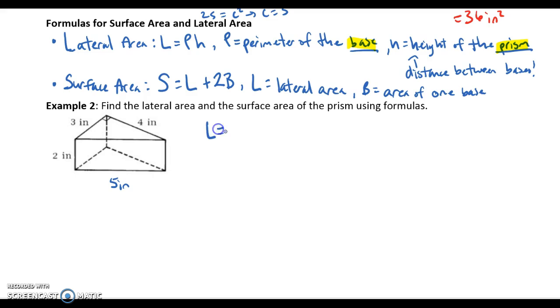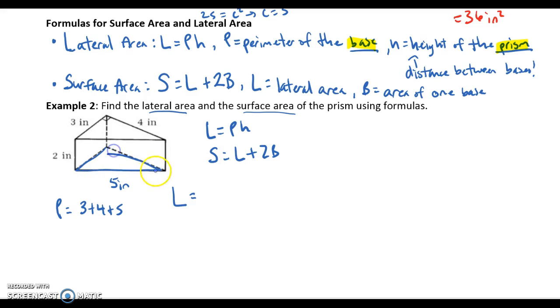And I'm writing my formulas, so just like we did with area last chapter, you want to write your formulas down. And then let's go ahead and calculate what we know. So I want you to find lateral area and surface area. So I'm going to go ahead and find L first. We need to find perimeter of the base. So perimeter of the base is 3 plus 4 plus 5, because the base is one triangle, right? This is the base. So then that's going to give me 12.